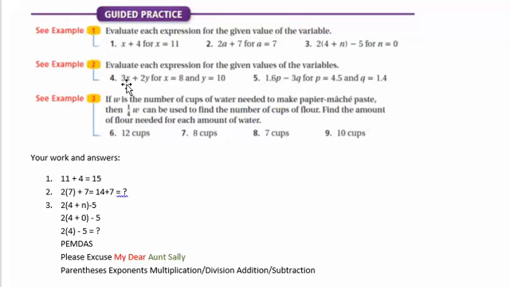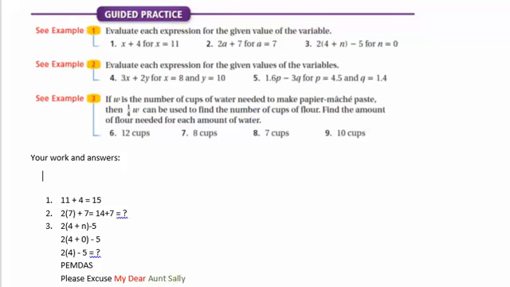All right, let's look at number 4. Number 4 says to evaluate each expression for the given values of the variables. And it's exactly the same thing as we did in 1, 2, and 3, except this time they'll give us 2 variables and then the values to use for 2 of those variables. So in number 4, we have 3x plus 2y. That means 3 times x plus 2 times y.